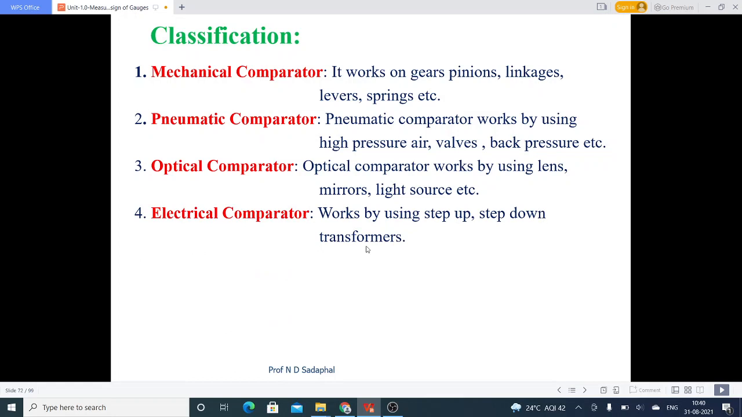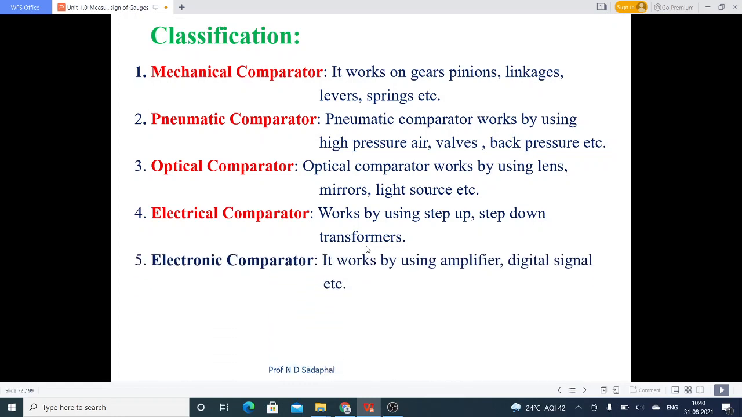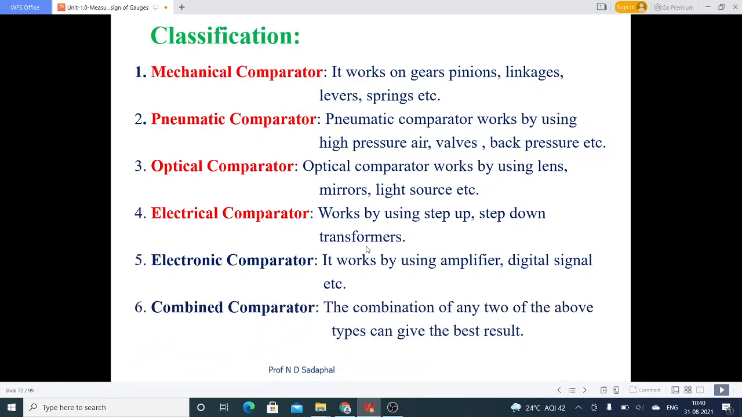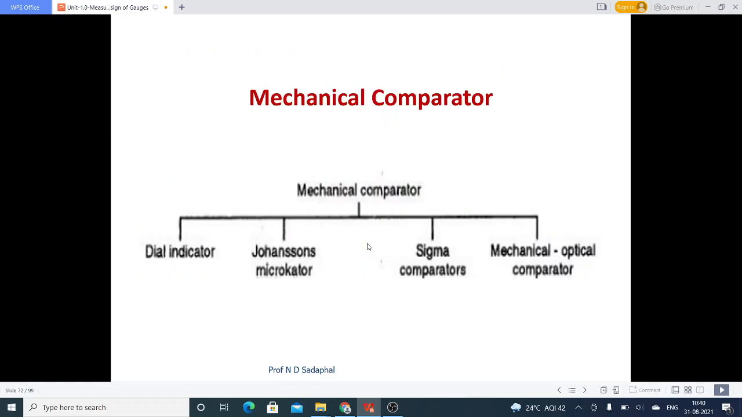The electrical comparators work by using step-up, step-down transformers. Then electronic comparators use amplifiers and digital signals, and combined comparators are there, so any combination of two we can use here. In this video we are going to see the first four types: mechanical, pneumatic, optical and electrical comparator.